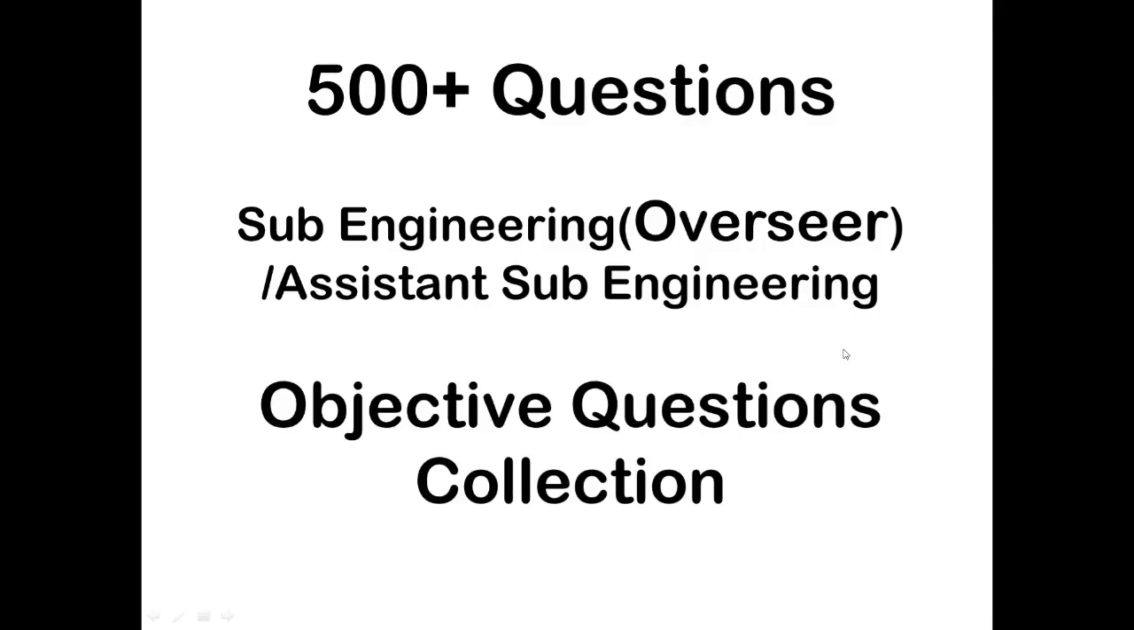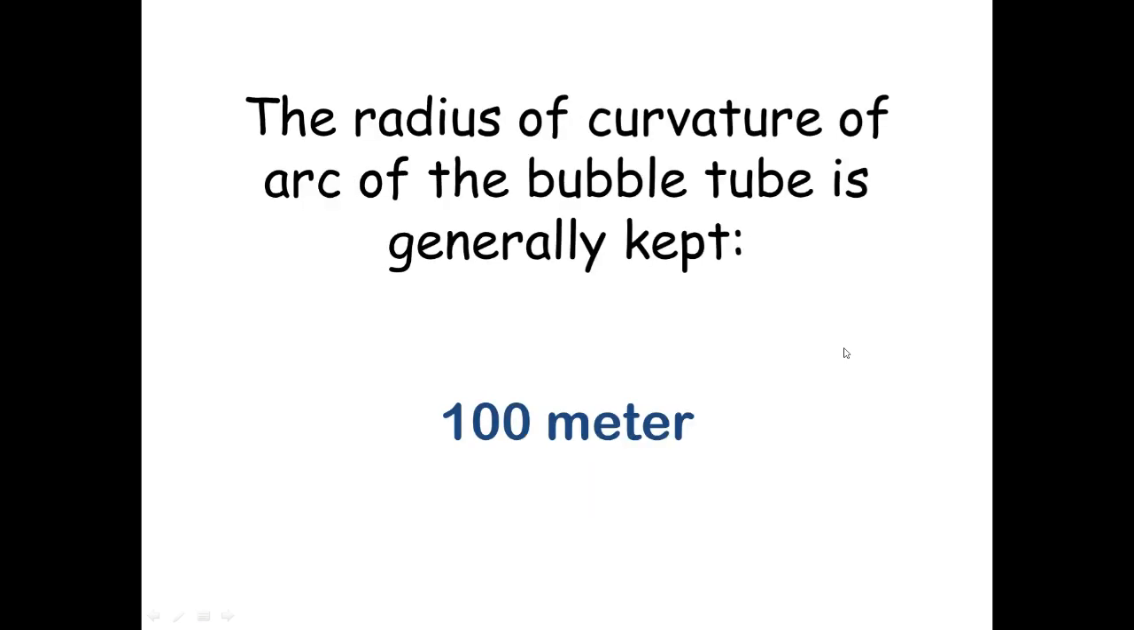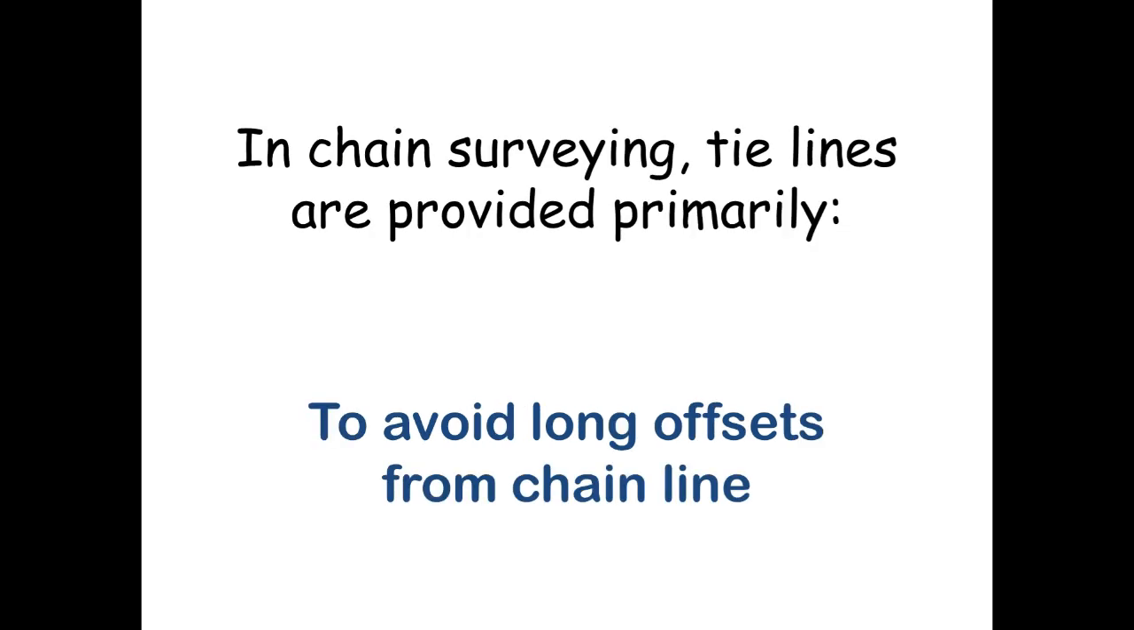Objective questions collection for sub-engineering and assistant sub-engineering examination. The radius of curvature of arc of bubble tube is generally kept 100 meter. In chain surveying, tie lines are provided primarily to avoid long offsets from chain line.